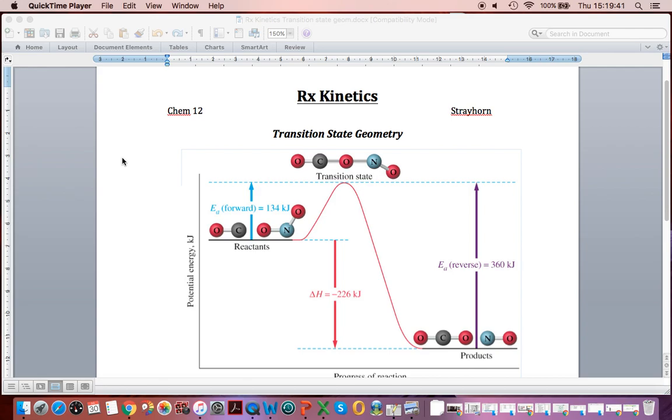You should have these notes in your package. And we're looking at reaction kinetics. We're looking at another P diagram. But in this case, we're really looking at geometry. How does geometry affect reaction rate, along with things like energy?